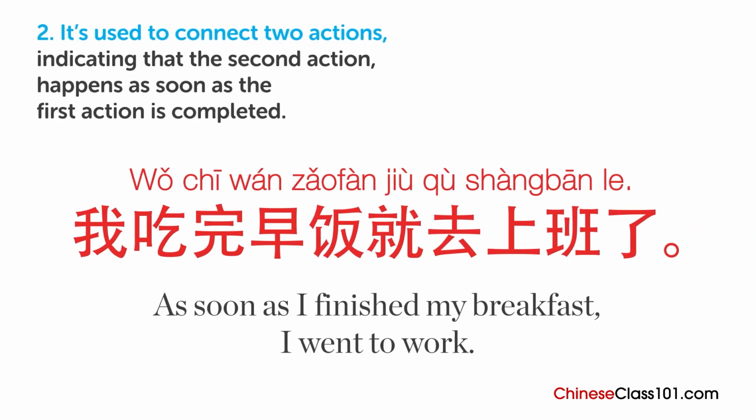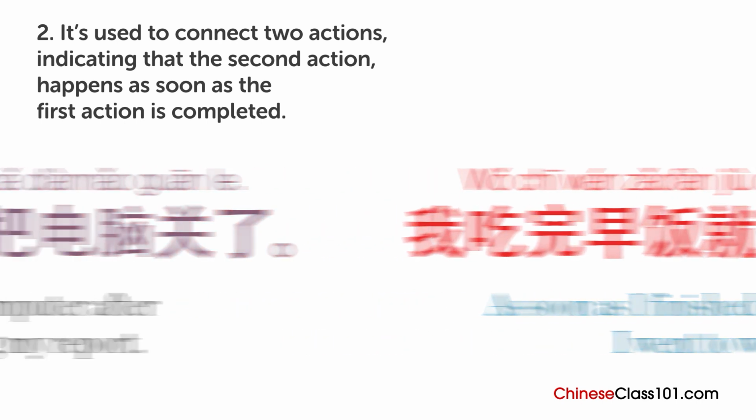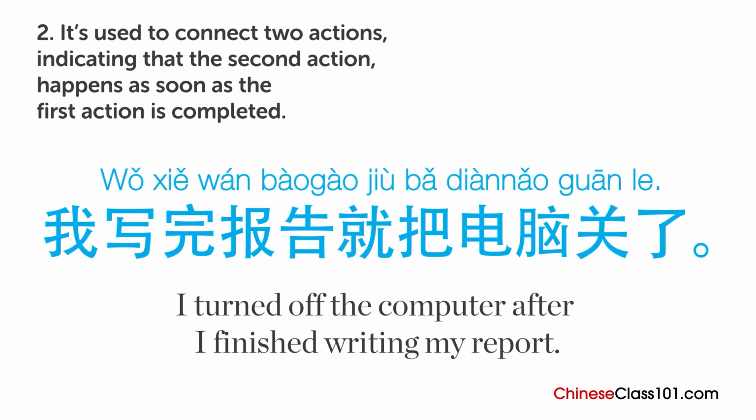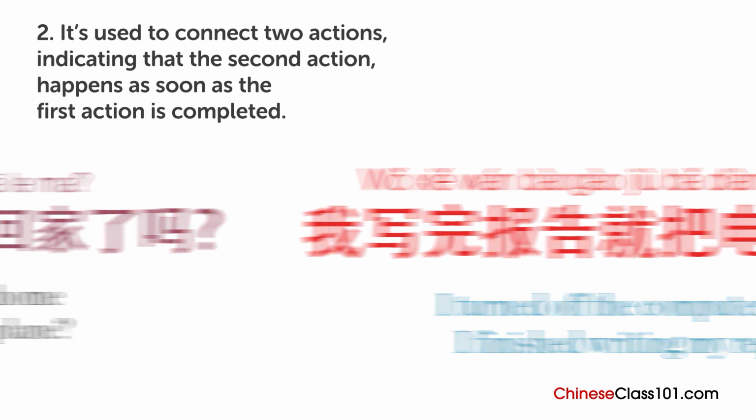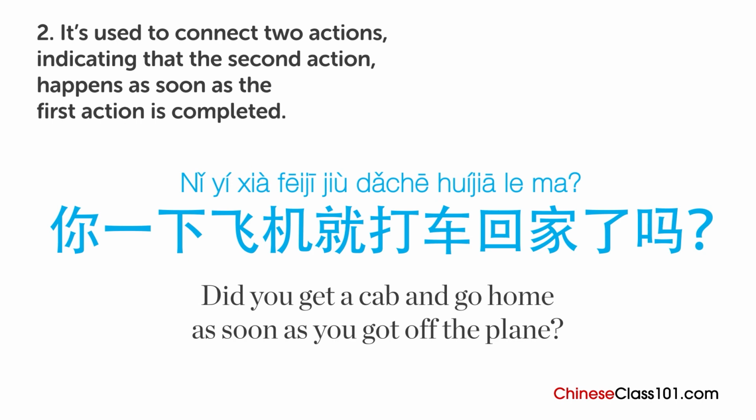Second usage. It's used to connect two actions, indicating that the second action, which is the action following 就, happens as soon as the first action is completed. Let's see some examples. 我吃完早饭就去上班了。As soon as I finished my breakfast, I went to work. 我写完报告就把电脑关了。I turned off the computer after I finished writing my report. 你一下飞机就打车回家了吗? Did you get a cab and go home as soon as you got off the plane?